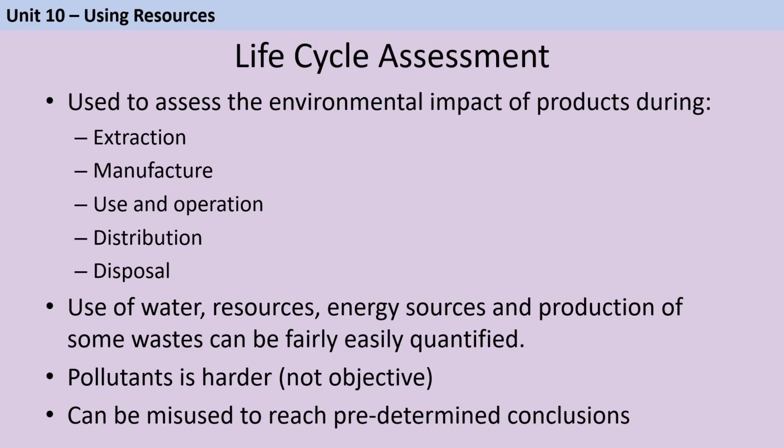Companies write life cycle assessments in order to assess the environmental impact of a product they're making by thinking about the extraction of the raw materials, the manufacture, the use and operation, the distribution, and finally the disposal. Some parts of this can be done quite easily and objectively, like how much water is going to be used, but other things are harder.